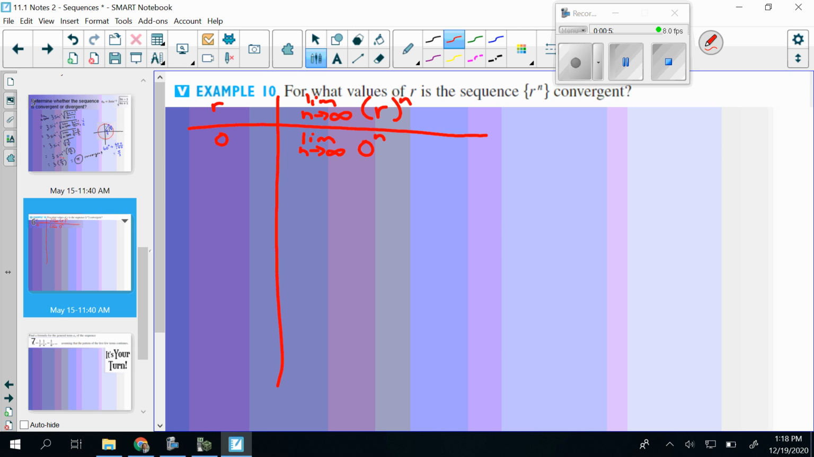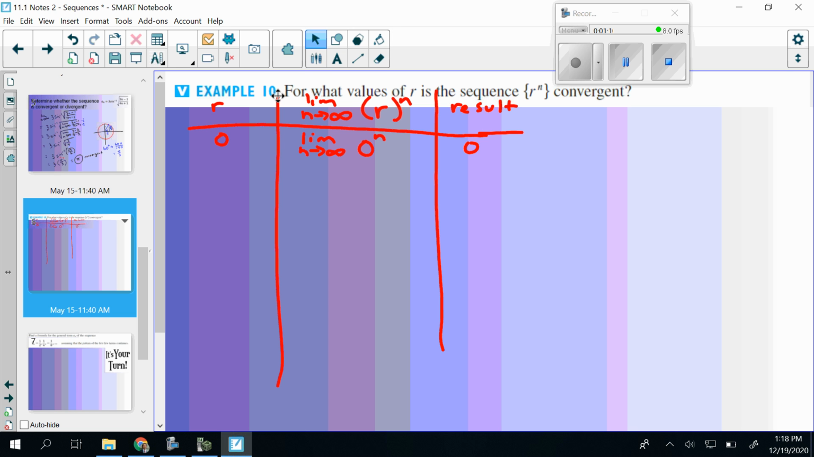Well, no matter what number we put in for n, 0 to that number is going to be 0. So this ends up equaling, let's make one more column here, what's the result? This would be 0 and it would be convergent. Let's try another one. What if we put in 1? Now this is the limit as n goes to infinity of 1 to the n. Well, this one's again pretty easy. 1 to any power is going to be 1. So the result is that we have a convergent one that would equal 1.